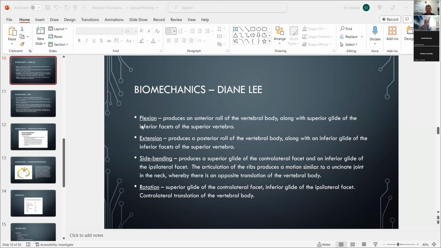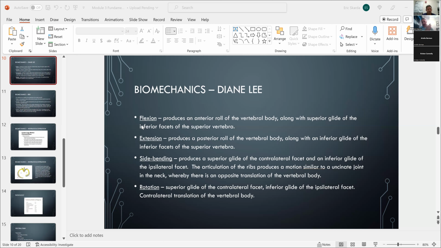the anterior portion of the vertebra. So we're going to get a superior and anterior glide of the inferior articular facets, along with an anterior roll of the vertebra itself, right? So this is going to produce something of an anterior translation, an anterior roll of the vertebral body. Should be pretty simple, very similar to what we saw in the lumbar spine, what we see in the cervical spine as well. Extension then is essentially just the opposite of that.